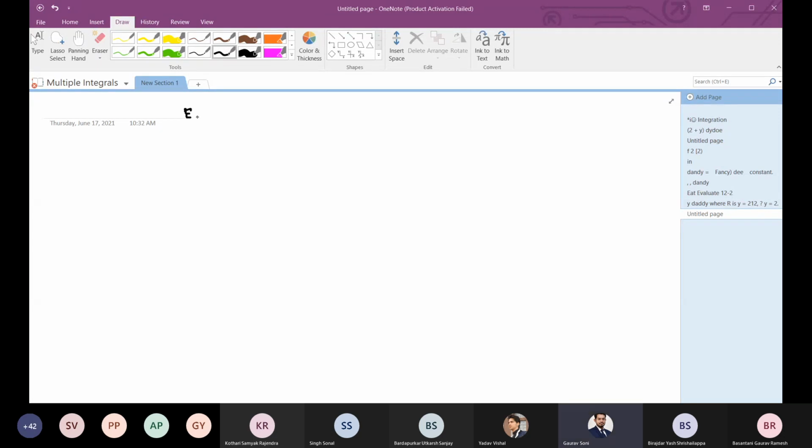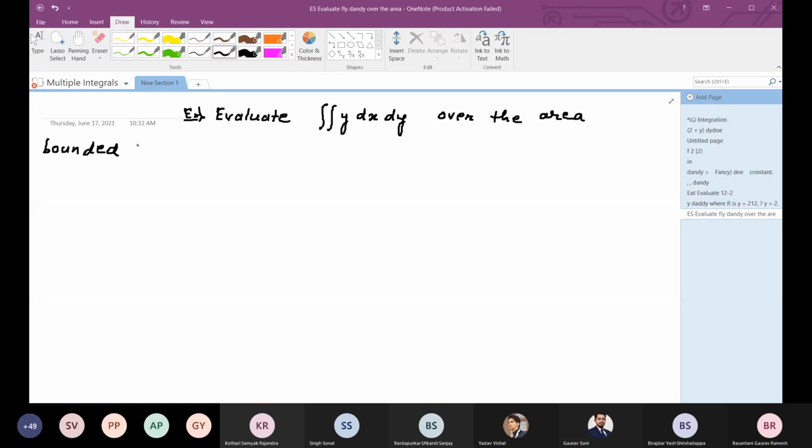So, example: evaluate the double integral of y dx dy over the area bounded by y square equal to x and y equal to x.